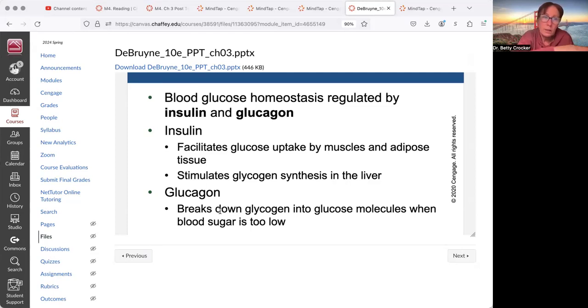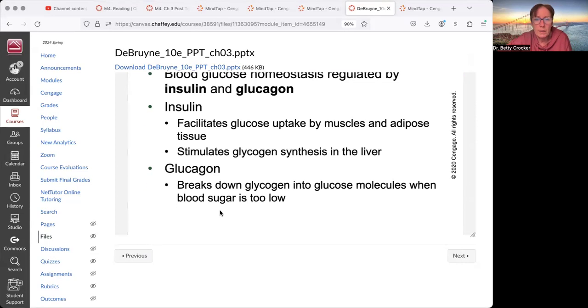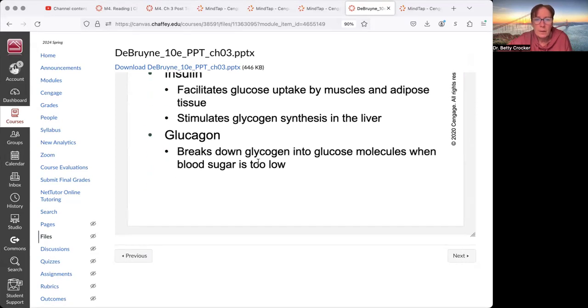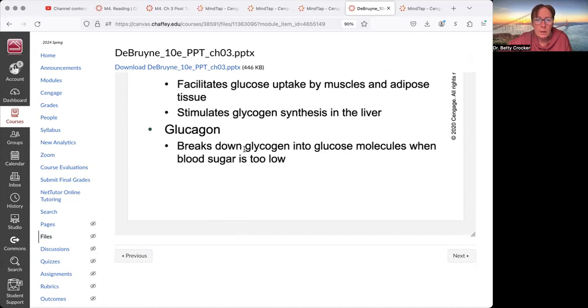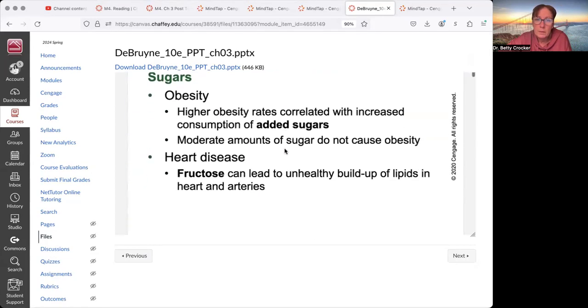needed for energy. When glucose is gone, glucagon comes on. Glucagon is what is going to make glucose when any of that is low. And that comes from our glycogen, right? Remember, the majority of glycogen is stored in the muscle.